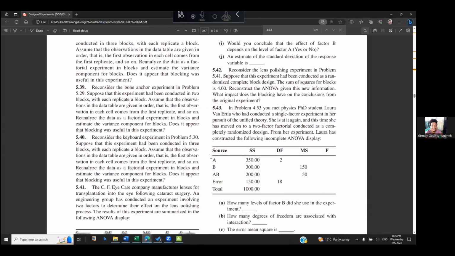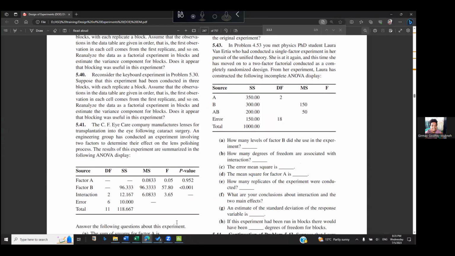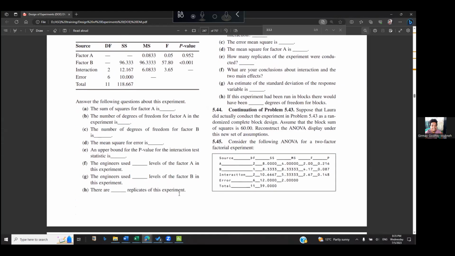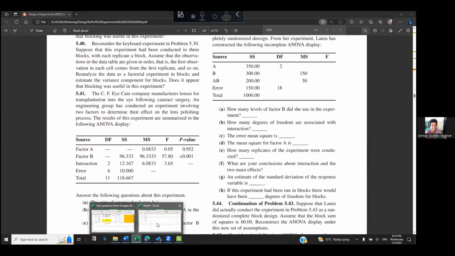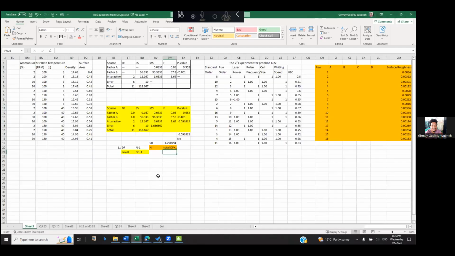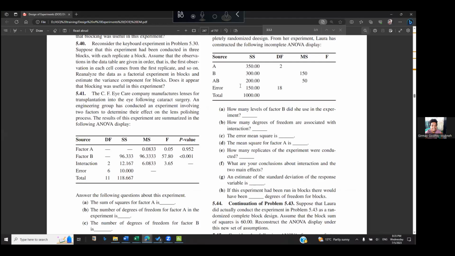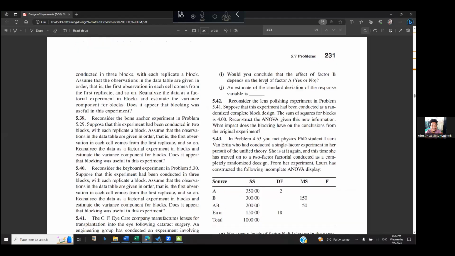Yes or no? It depends on the p-value. So the interaction effect now, less than... Would you conclude that the effect of factor B depends on the level of factor A, yes or no? So it's the interaction effect being A and B.